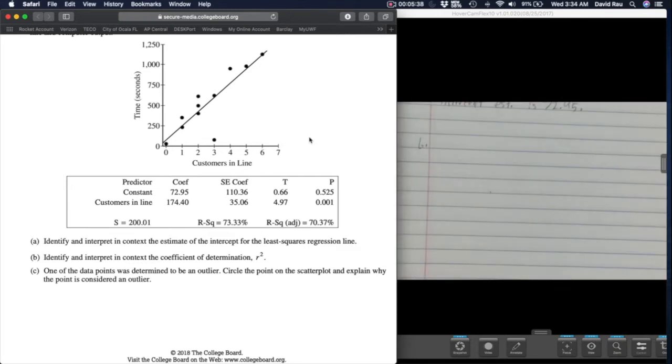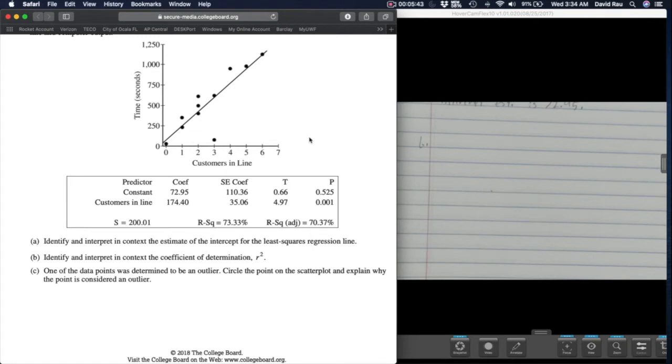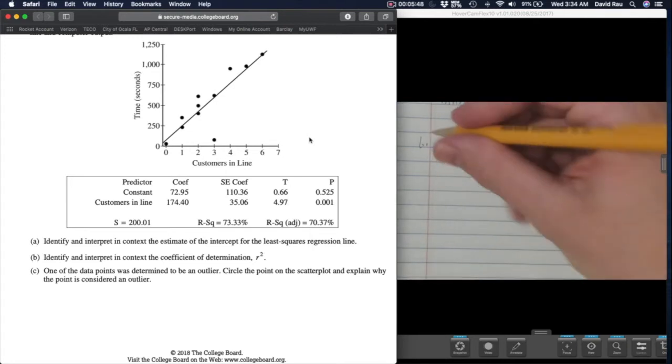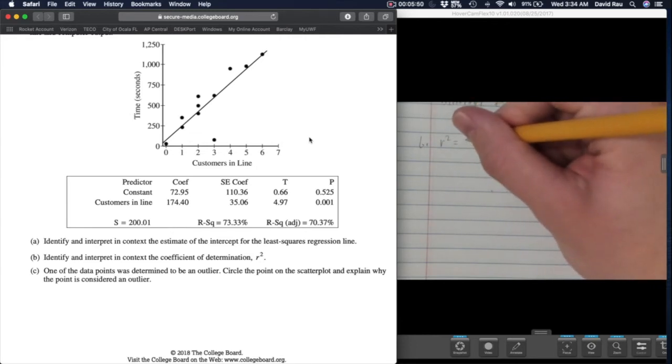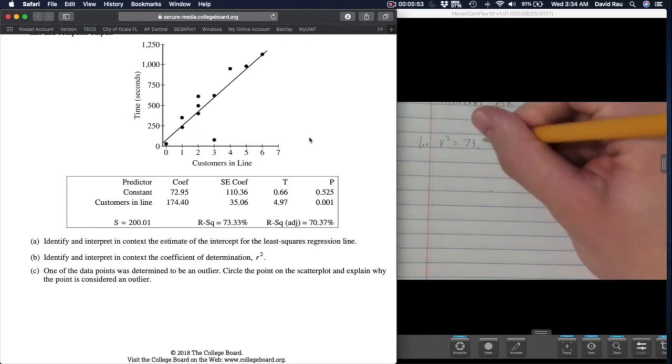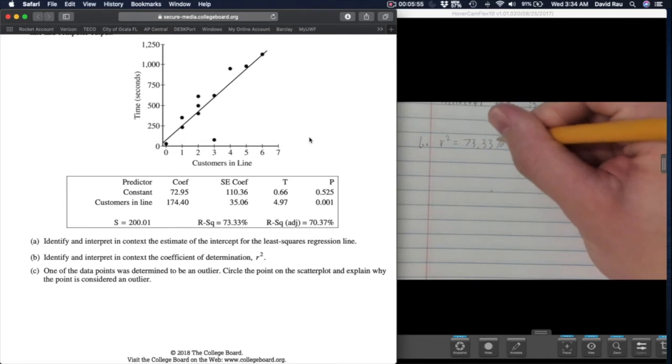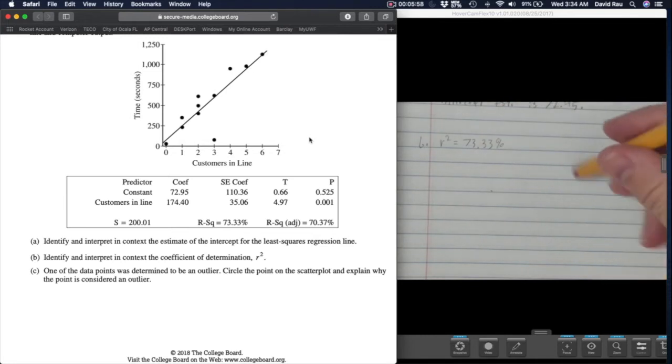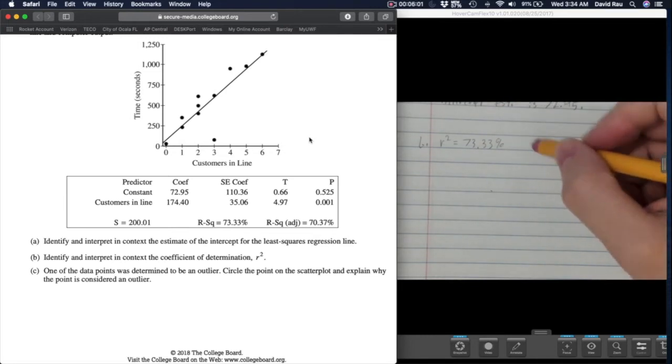All right, now there's 2 things in here that have r squared. One of them is just r squared. One of them is r squared adjusted. For AP Stat, never look at r squared adjusted. So r squared, the coefficient of determination is its name. That's something you might want to write down on a reference sheet, is 73.33%.